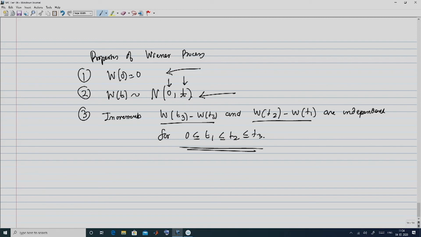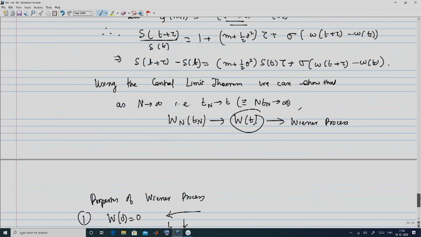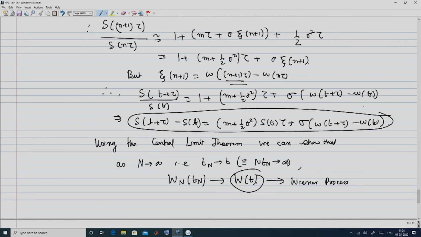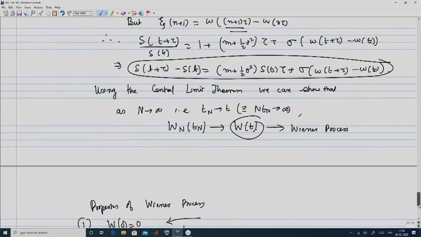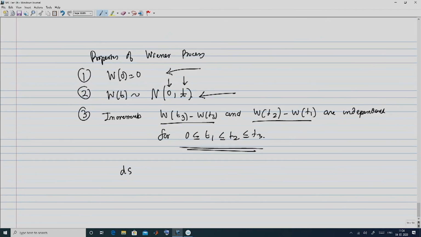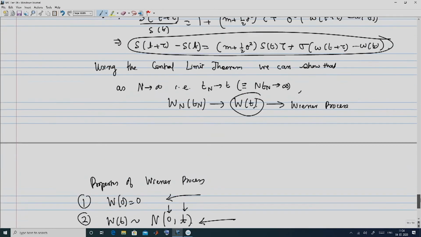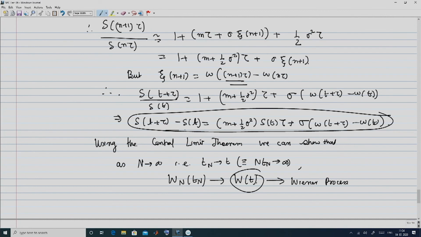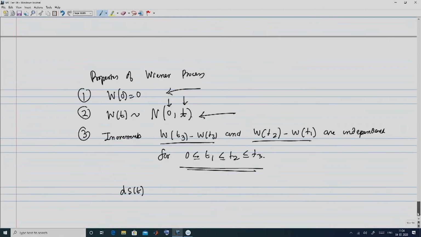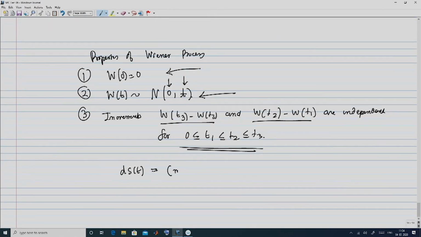So, once we have this definition, we can now go back and look at this. What I am going to do is rewrite this. I take the small interval and this can be rewritten as dS(t). Remember that this is the change in the interval. So, instead of t plus tau minus t, as n tends to infinity, your tau is obviously going to be 0. So, this becomes dS(t), which is equal to m plus half sigma square times S(t), and tau is dt. So, I will now replace tau by some small interval dt.